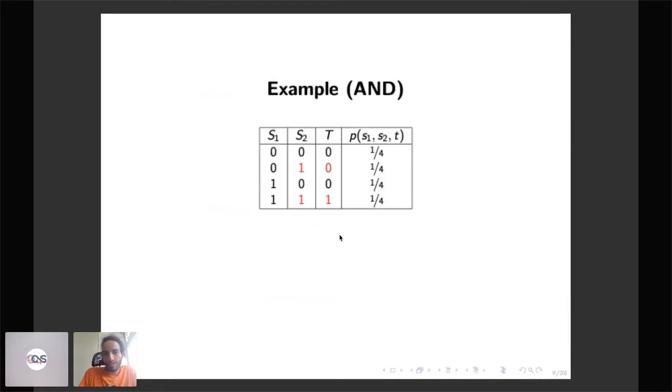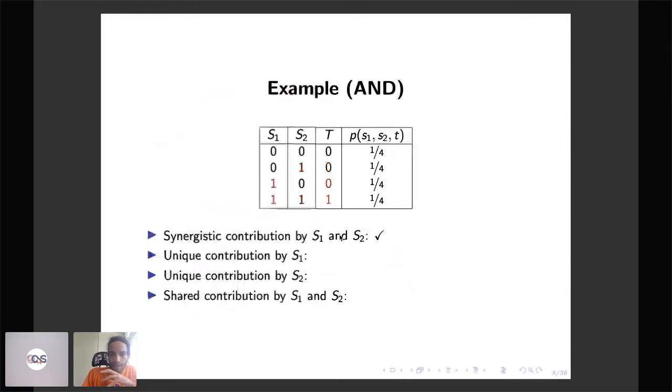Similarly for S2. So basically, when any of the sources takes the value one, we have uncertainty about what the target is, which suggests that there should be a synergistic contribution by S1 and S2.